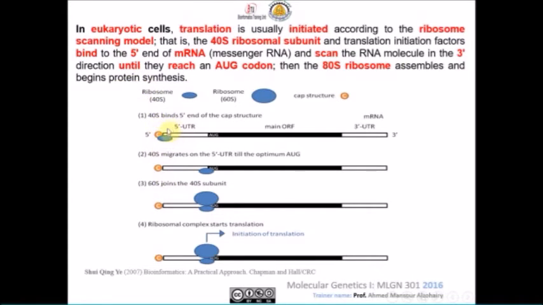So this is the smaller part. First it attaches to the messenger RNA, and then it goes until it reaches the AUG site, and then the bigger part of the ribosome, 60S or 80S, assembles, and this starts the translation of this messenger RNA. This ribosomal complex starts translation, and the initiation of translation starts always at the AUG. So this is the normal translation of the messenger RNA.